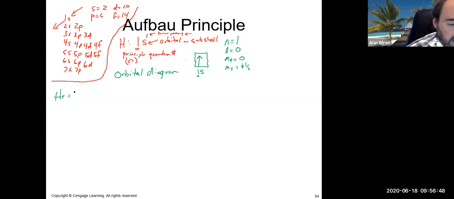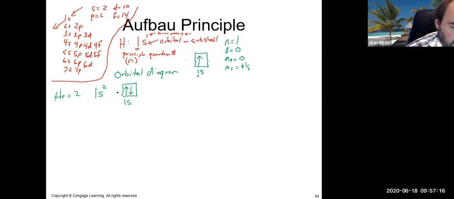Helium is 2 electrons, right? Atomic number 2. So again, starting at the top, this would be 1s2 in this case. If we did our orbital diagram for helium, we would have a box for the 1s. The first electron would go in upwards. And as we talked about earlier, the second electron would go in the opposite direction.